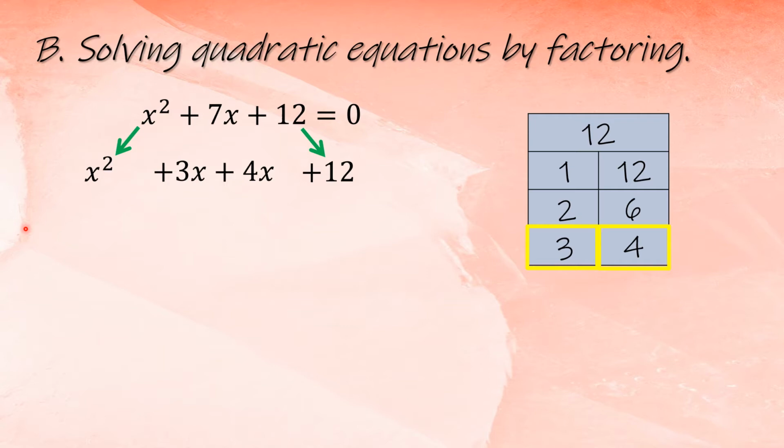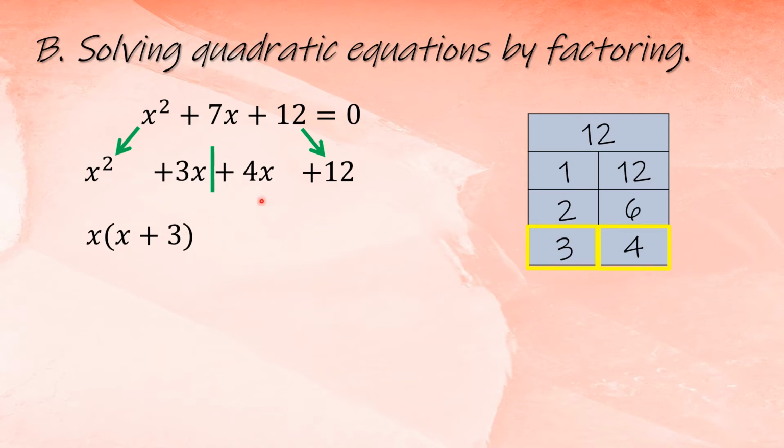Okay, next, let us now divide this resulting quadratic equation into 2. Ayan. So, let us now find the factors of x squared plus 3x. The common factor of x squared and positive 3x is x. Pareho silang may variable x. So, the common factor is x and then let us now simplify. So, the factors of x squared plus 3x is x times the quantity of x plus 3. Let us double check if this is correct. x squared or x times x is x squared. x times positive 3 is positive 3x.